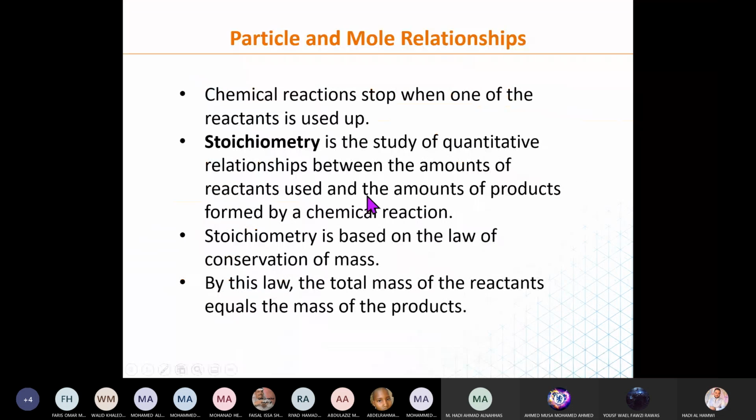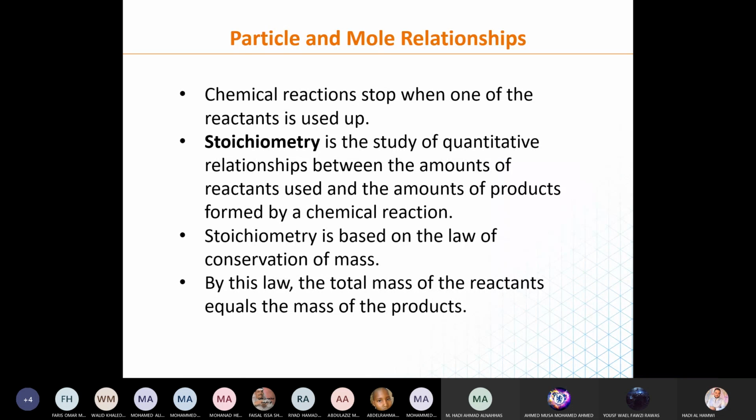So if you want to define the term stoichiometry, please concentrate on this. What do you mean by stoichiometry? Stoichiometry is a study. Study of what? Study of quantitative relationship. Quantitative means that we depend on quantity.